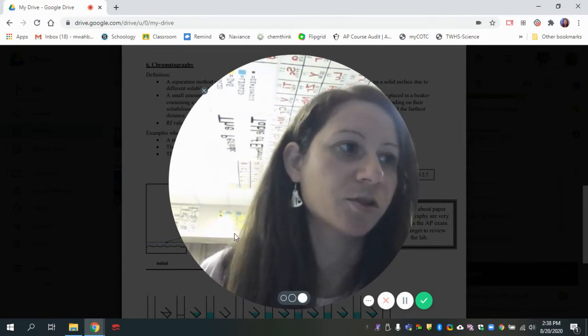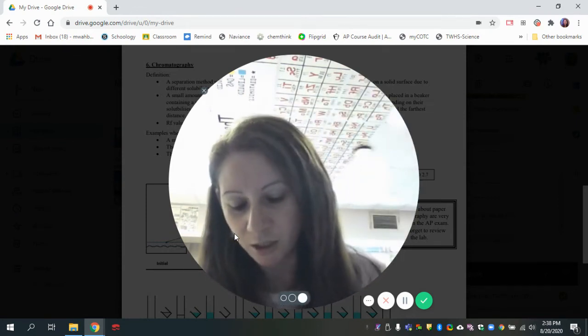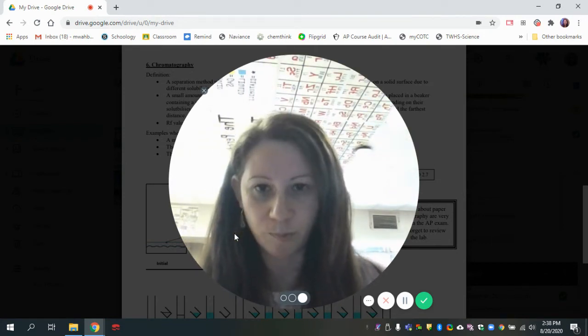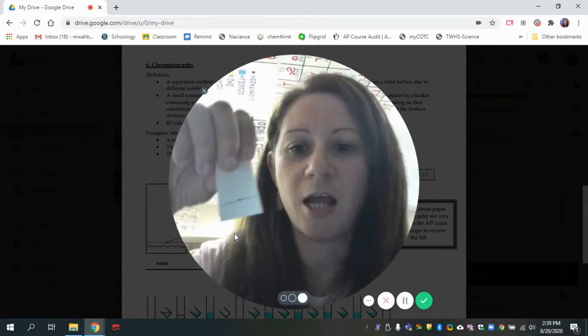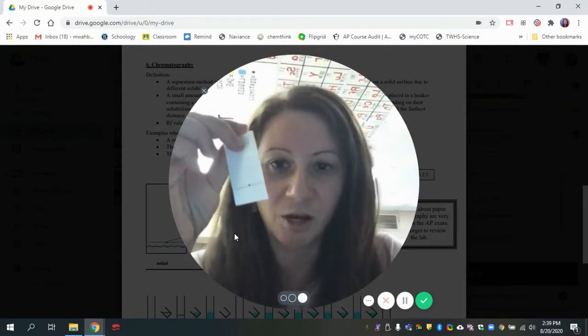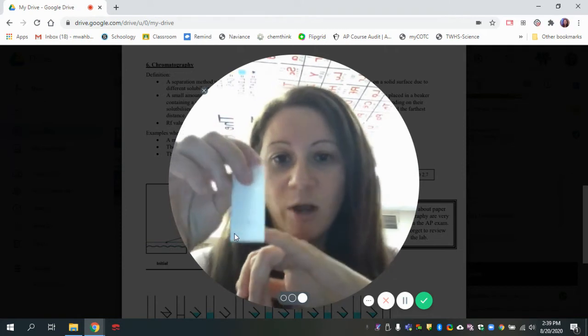There are things that are called spotters. You could use a toothpick. So for my ink, I got a tiny toothpick and I dipped it in my ink and then I dotted it on my paper and I made a tiny, tiny spot here. The smaller the spot, the better in chromatography. You let it air dry. It's important that it's not wet.